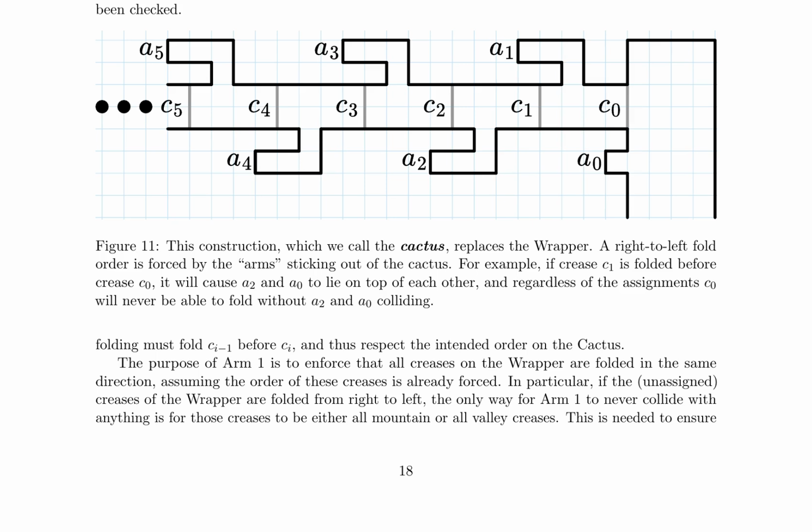Arm1 plays a crucial role in enforcing that all creases on the wrapper are folded in the same direction, assuming the order of these creases is already forced. Specifically, if the unassigned creases of the wrapper are folded from right to left, the only way for arm1 to never collide with anything is for those creases to be either all mountain or all valley creases. This is necessary to ensure that the cactus functions correctly and maintains the intended fold order.